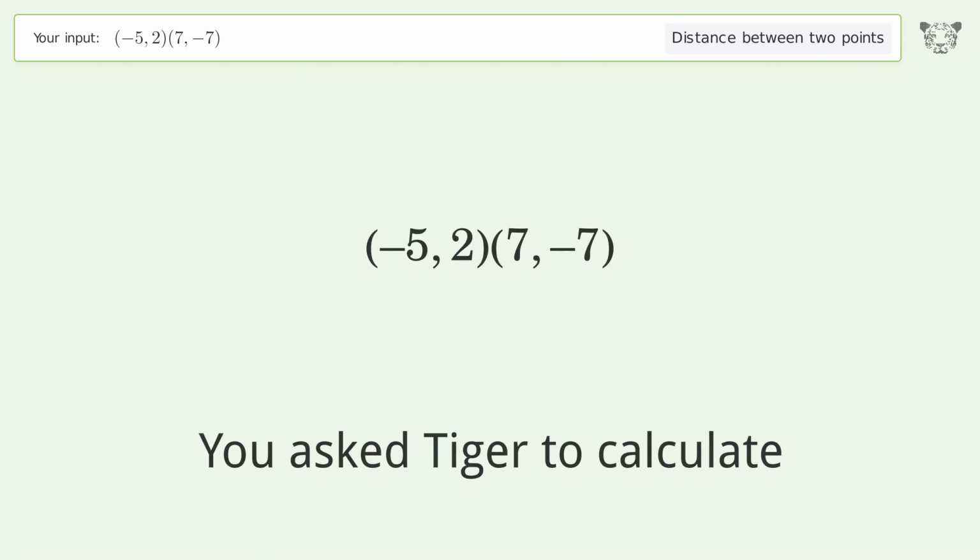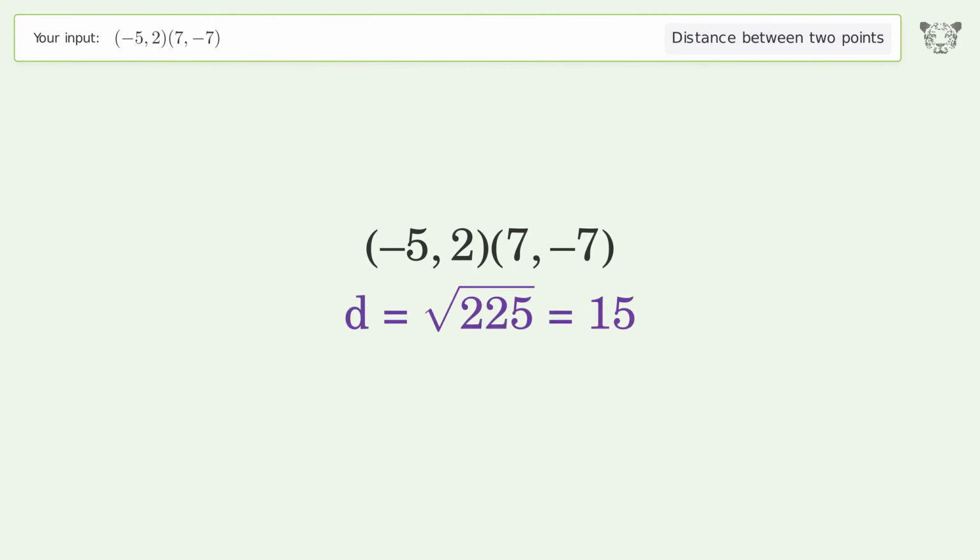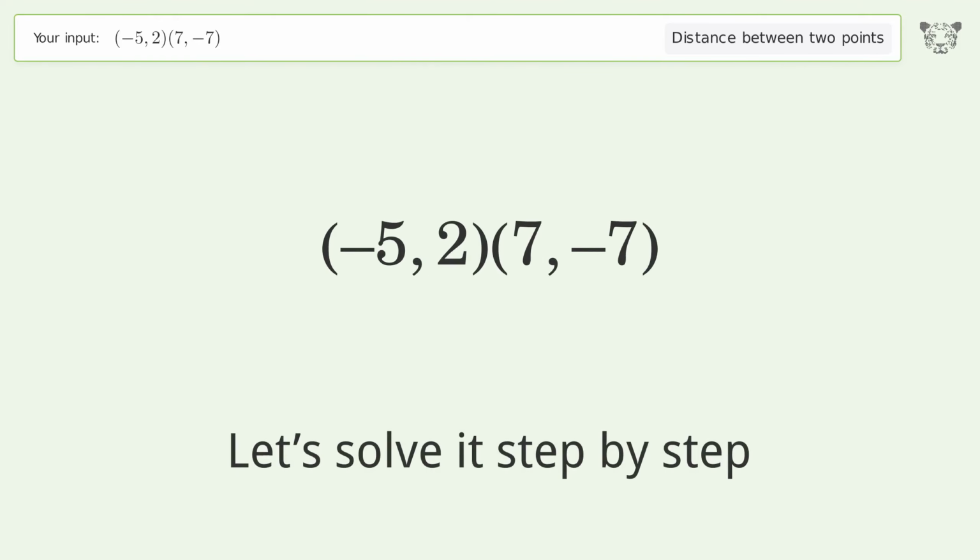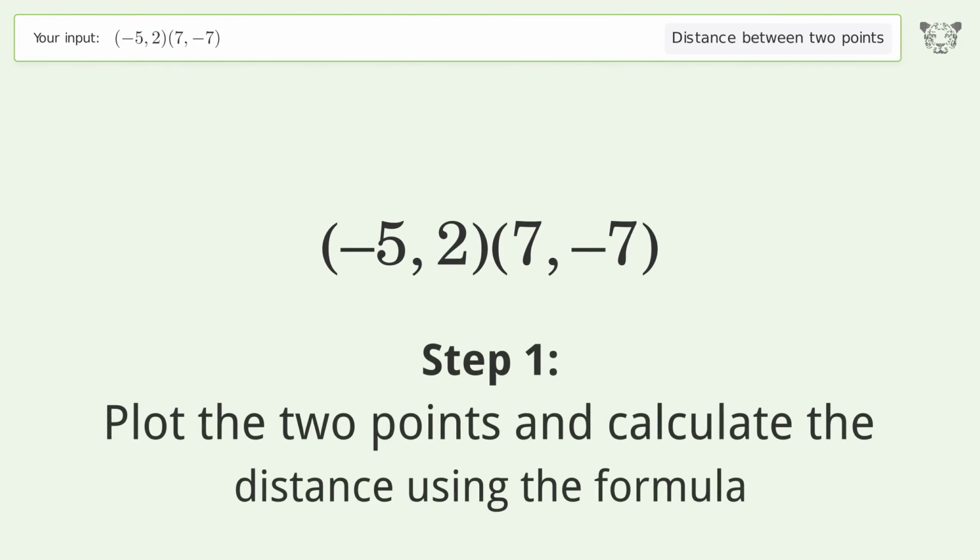You ask to calculate the distance between 2 points. The distance between the 2 points is the square root of 225, or 15. Let's solve it step by step. Plot the 2 points and calculate the distance using the formula.